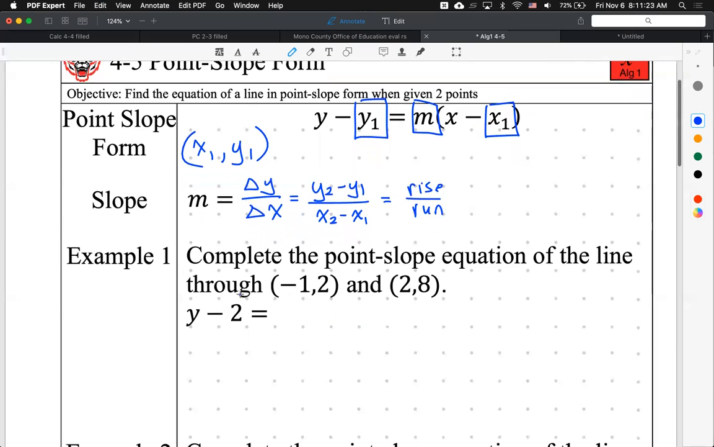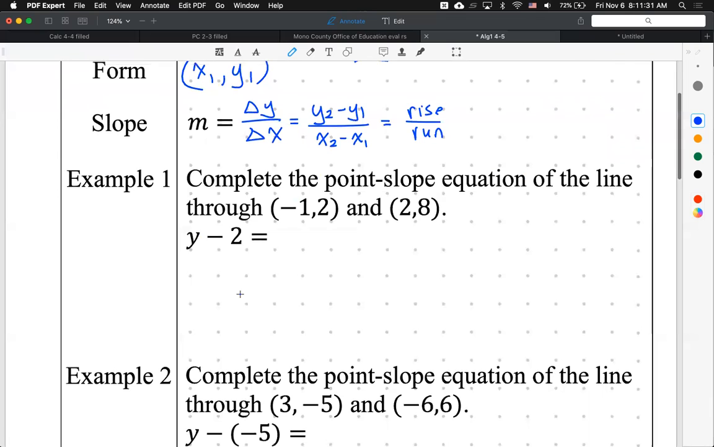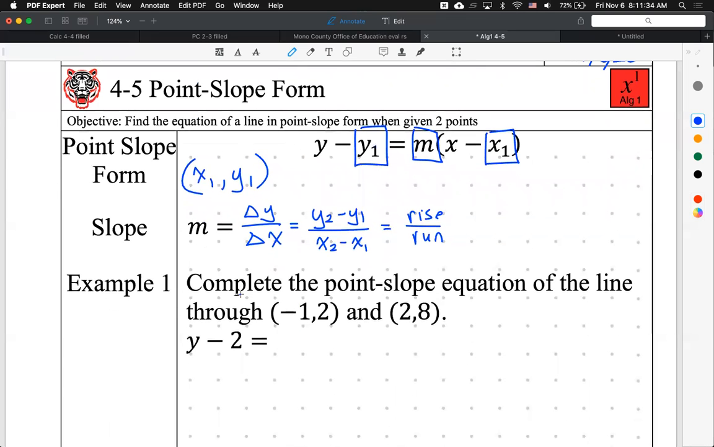All right, so 2 examples. First example: complete the point slope equation of the line through -1, 2, and 2, 8. Notice that it's already done part of the equation for you. Look at that left-hand side. In the general form, we should have y minus the y coordinate of the point. Well, it's already chosen the y coordinate for the point. It's subtracting a 2. So my question for the entire class right now is, which point are they using? Are they using -1, 2 or 2, 8?